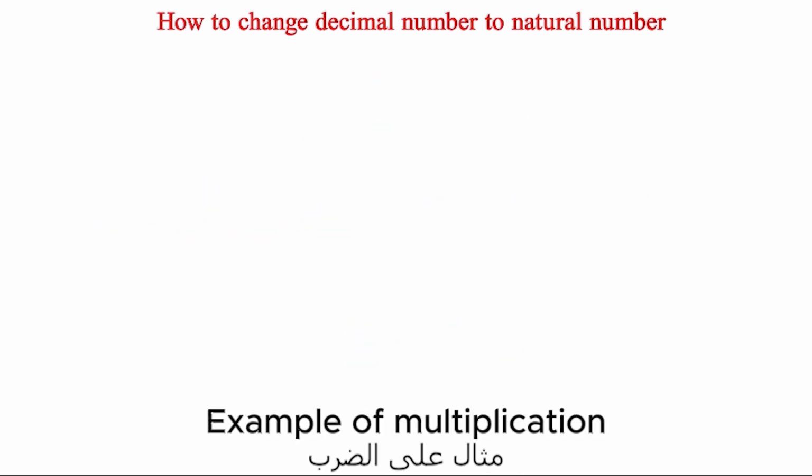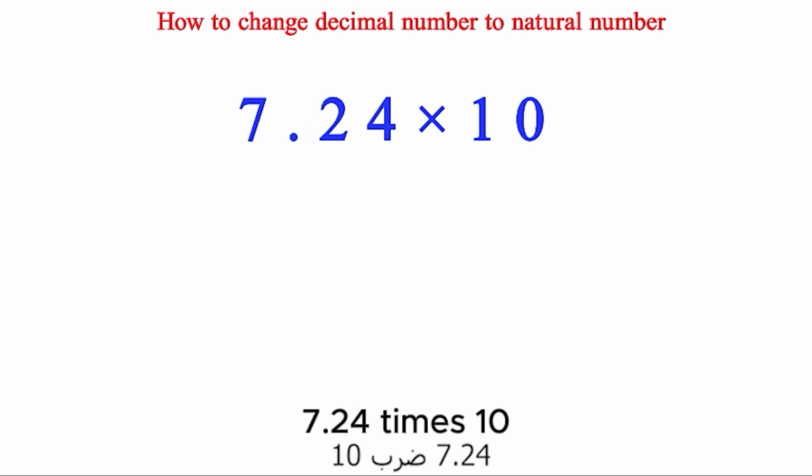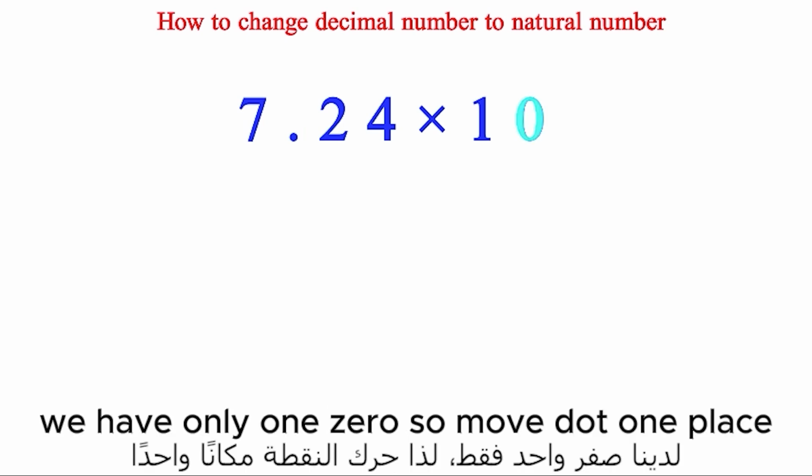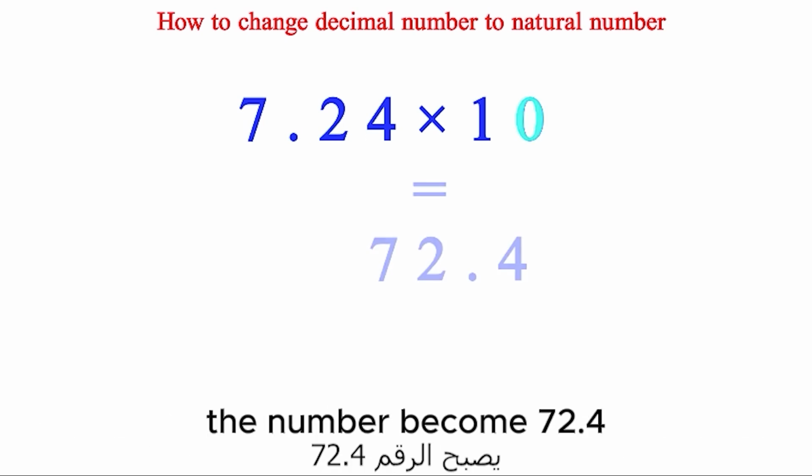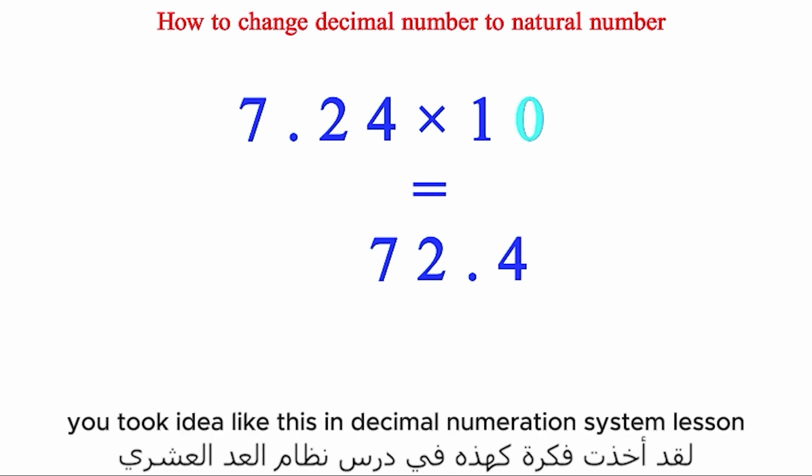Example of multiplication, 7.24 times 10. We have only 1 zero, so move the dot 1 place. The number becomes 72.4. You took an idea like this in the decimal numeration system lesson.